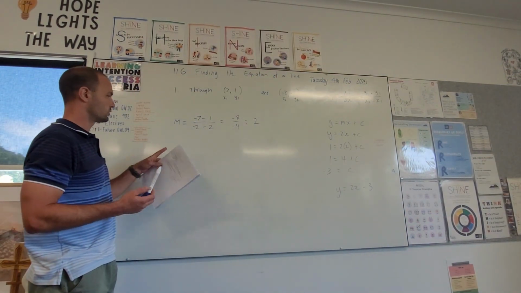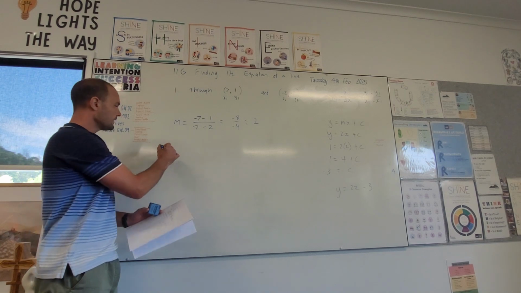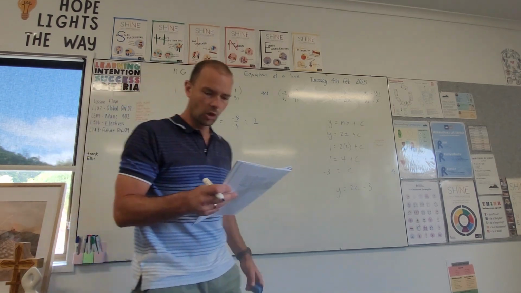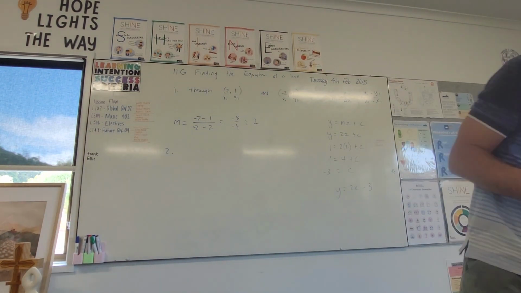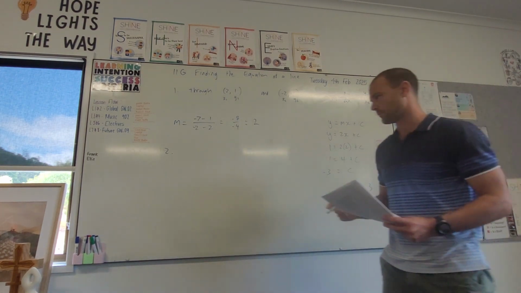We should have enough room to do 2 here, I think. Find the equation of a line with a slope of 0.5 that passes through -2 and positive 3.